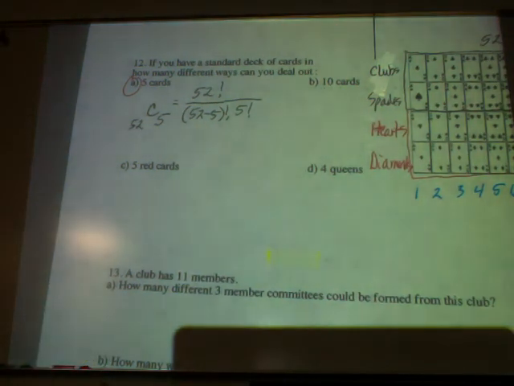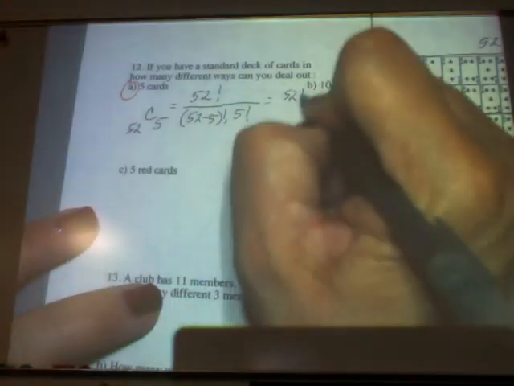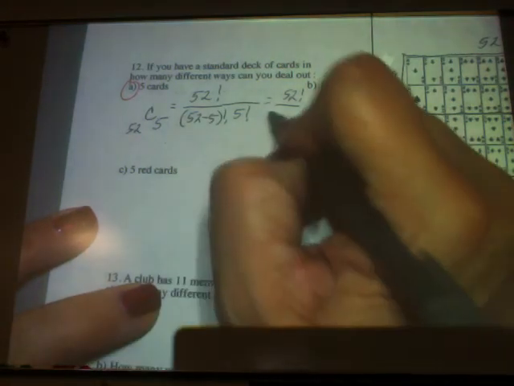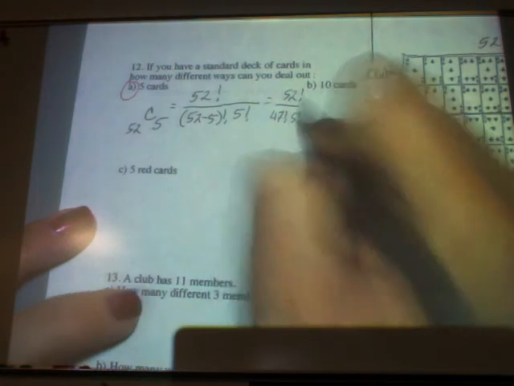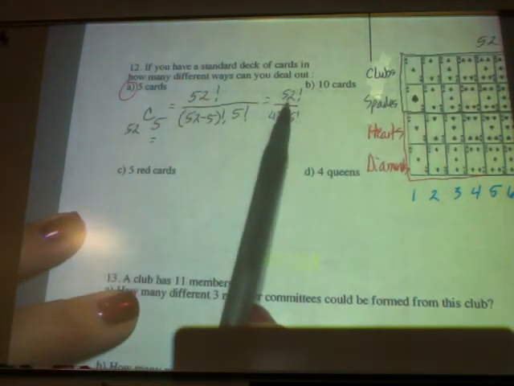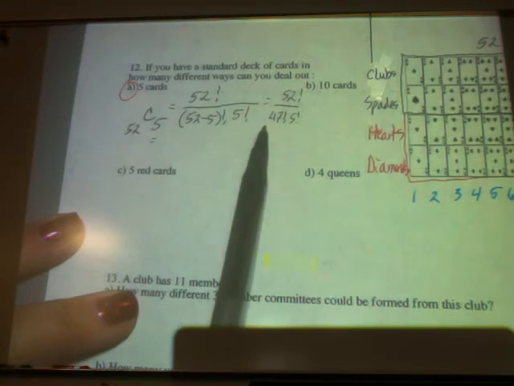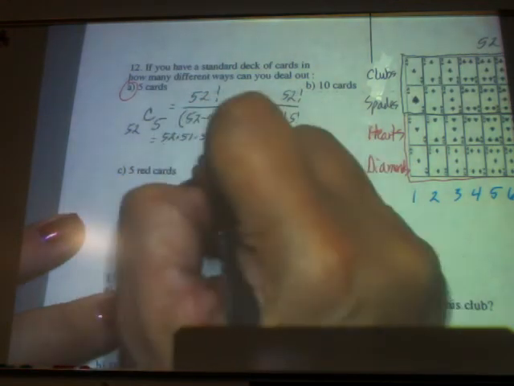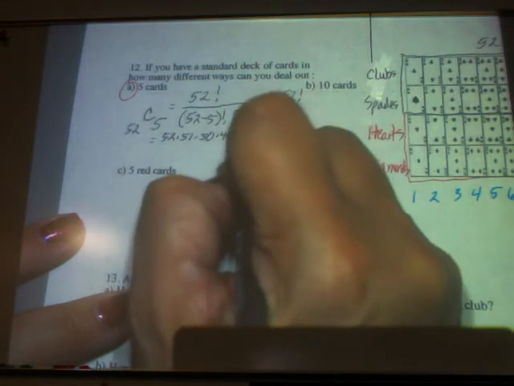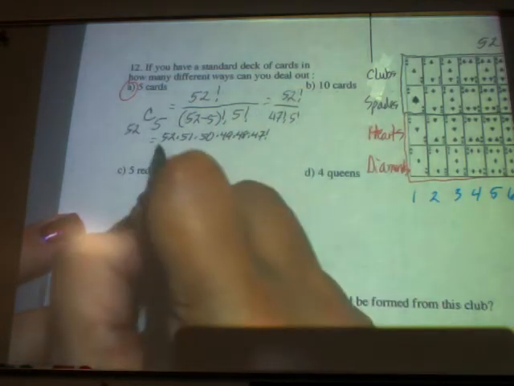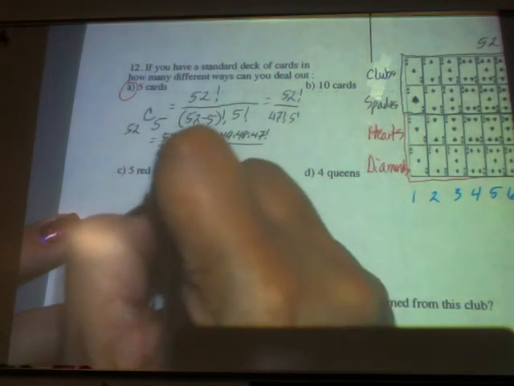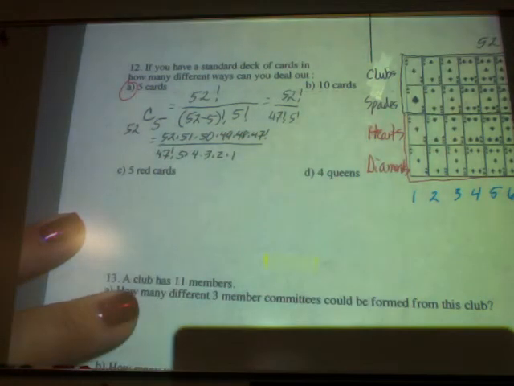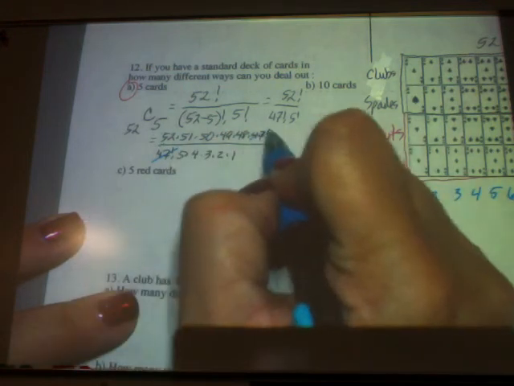So use your shortcut. That 52 factorial divided by, what's 52 minus 5? 47 factorial and then 5 factorial. So I'm going to take 52 and go out to which factorial? 47, because that's bigger, right? So I'm stopping there. And then don't forget your 5 factorial. So this 47 factorial cancels with that 47 factorial.